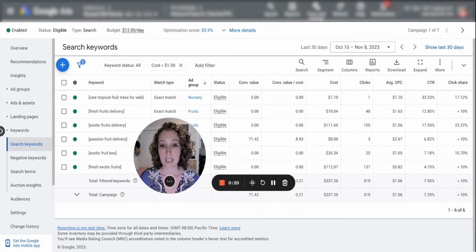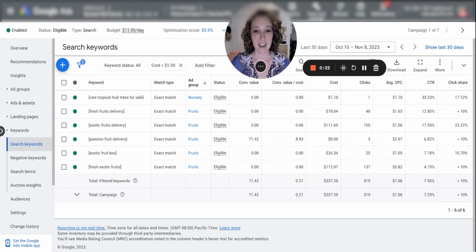All right. So this is one of our clients, and they are actually a farm. It's kind of unique, but they sell a subscription to exotic fruits. They also have exotic fruit gift boxes, and they also have a nursery. Right now, we're just going to be looking at the fruit keywords in the inbound search campaign.